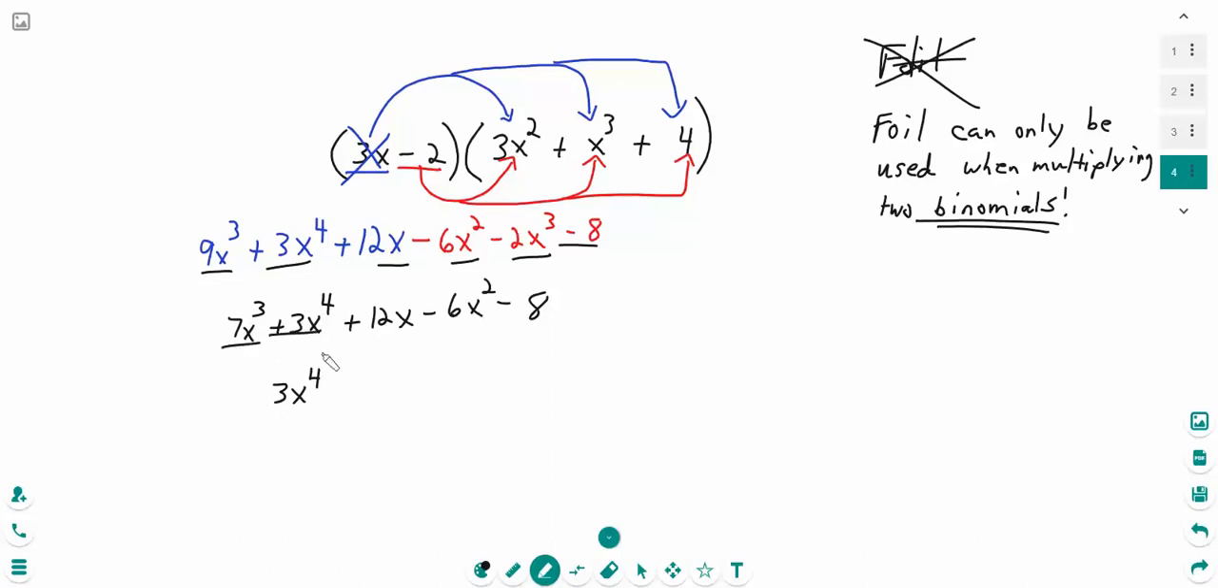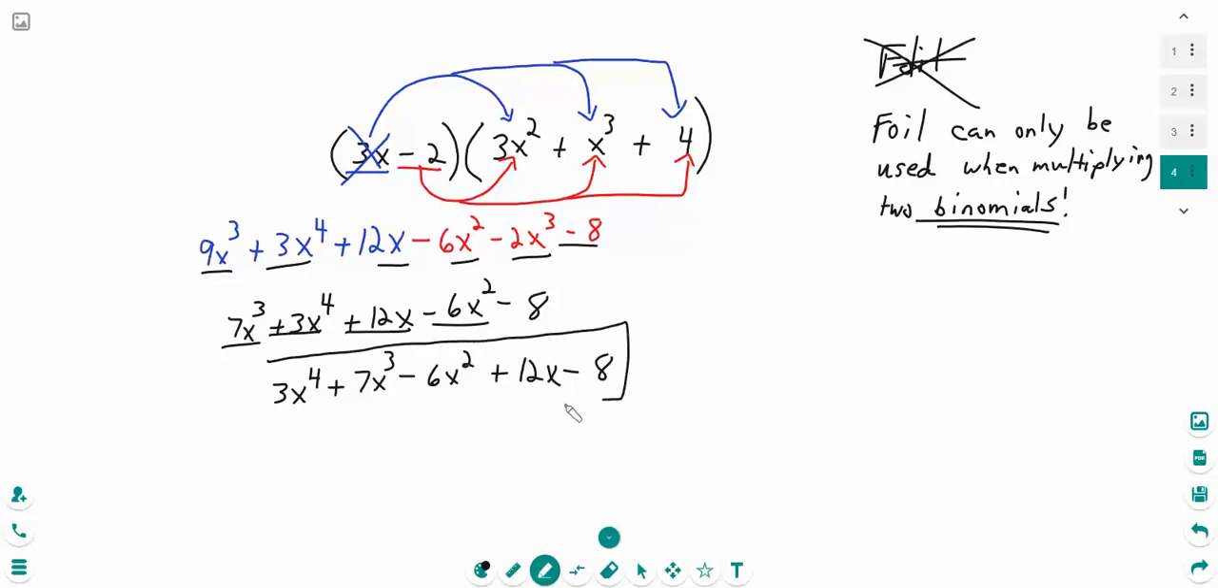And then we have a 7x to the third, so we're going to add that, 7x to the third. And then we have a minus 6x squared. We'll put him next. And then we have a plus 12x. And then we have our minus 8 at the end. So we've just written it down in descending order of powers for the variable. And that would be our solution.